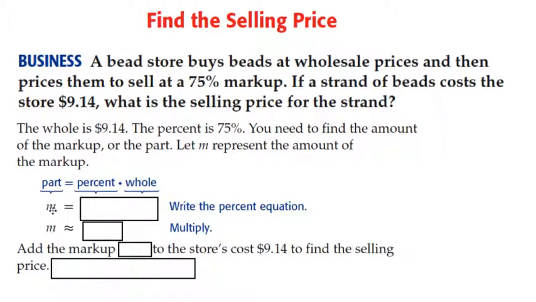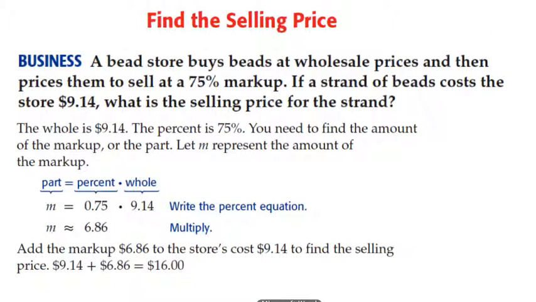The part is M, the percent is 0.75, the whole is 9.14. Multiplying those together, we get 6.86, which is $6.86. That's how much they're going to mark it up. So we have to add that to the 9.14 to get the selling price. And that gives us a total of $16, which is what we will have to pay as customers.